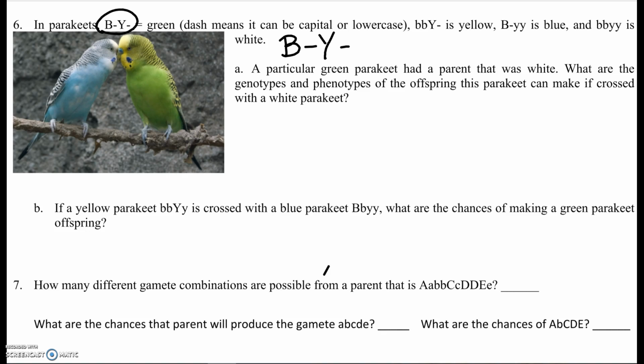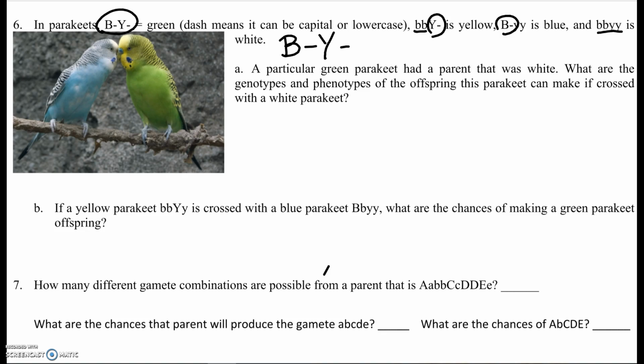So as long as there's at least one big B and one big Y, you're going to have a green parakeet. Yellow is the little b's with a capital Y, anything, and blue is capital B's with little y's, and there's only one code for white, which is little b, little b, little y, little y. So if you're crossing that, how would you fill in those dashes? That's what we're going to do right now.